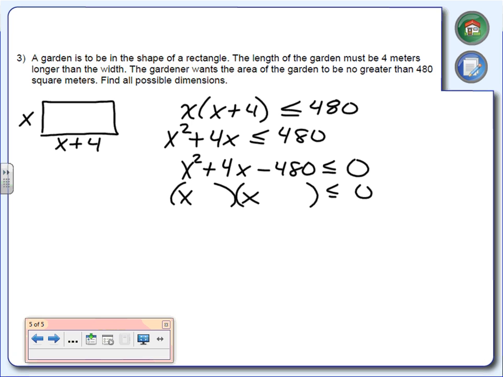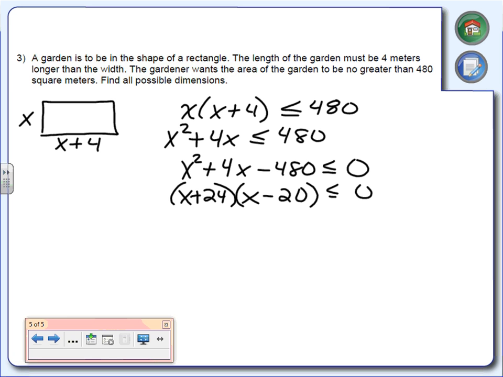Help me out here. Let's play with some numbers. What two numbers can I multiply together to get negative 480, but are also going to, what's that? 24 and 20. What kind of 20 and what kind of 24? Positive 24 and negative 20. Let's double check this. Everybody go to your calculator. Let's do 24 times negative 20. Is that negative 480? Yes. Is it going to add up to a positive 4? Yes. So these are the correct factors.